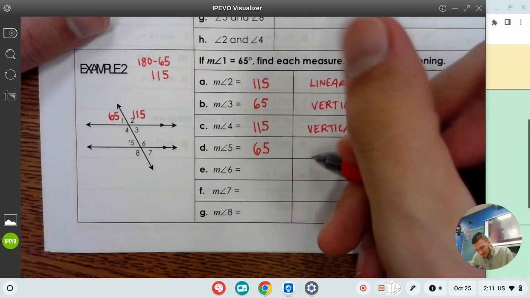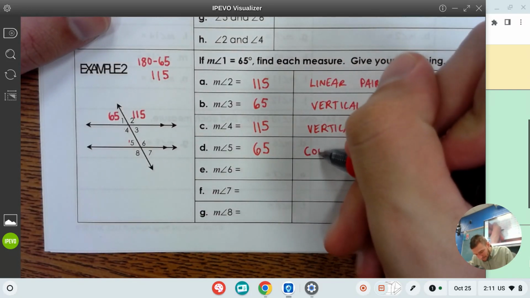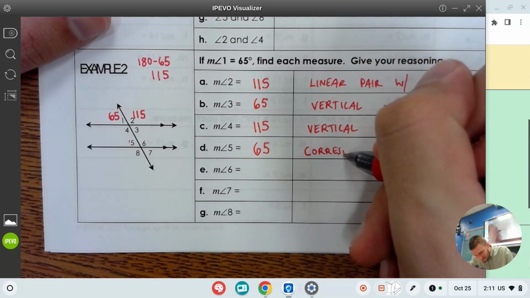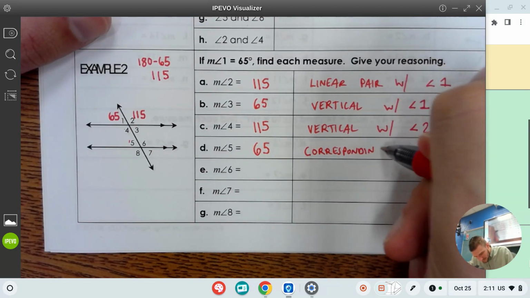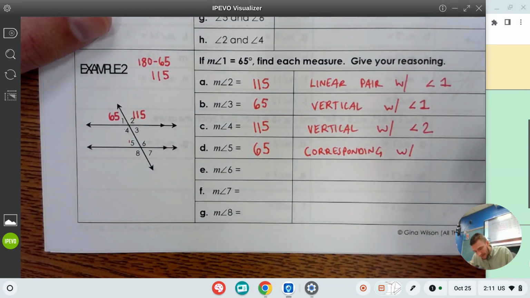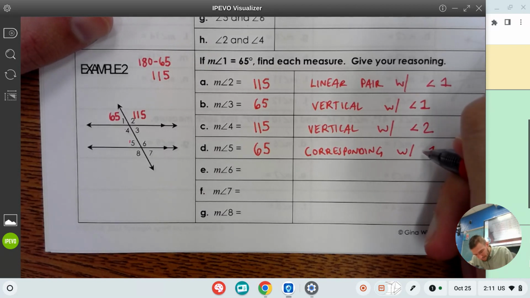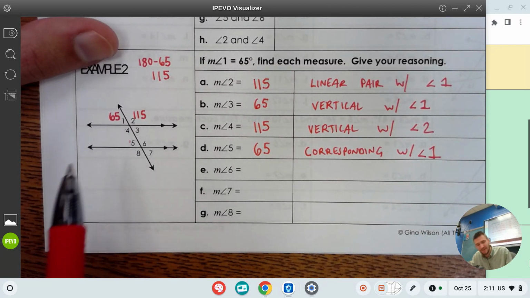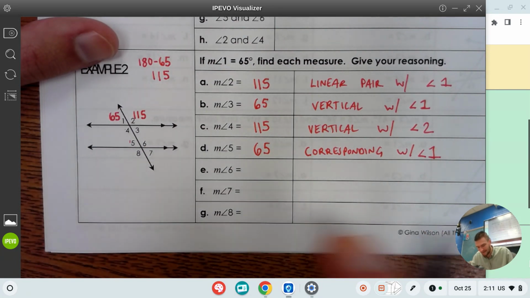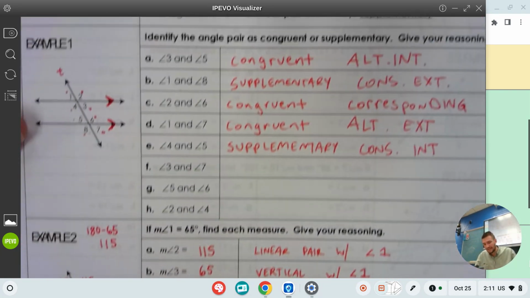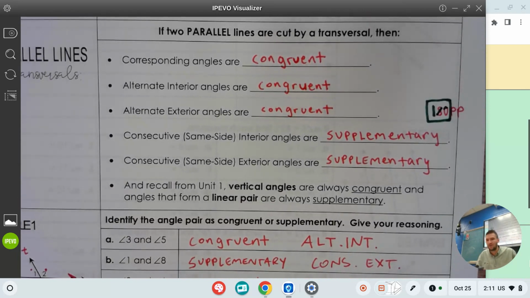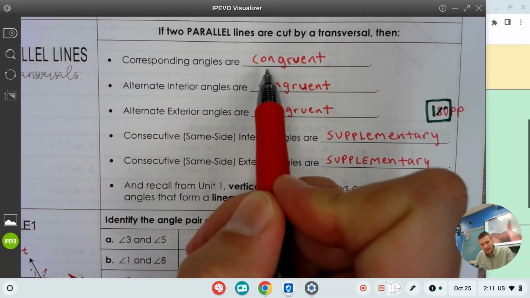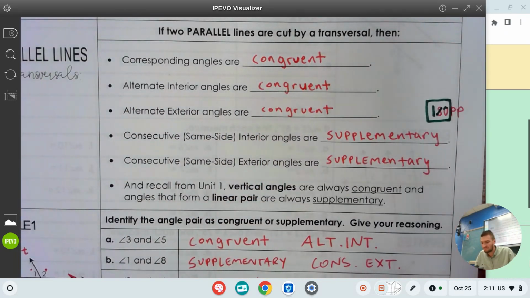I agree with you, okay? That 5 is a corresponding angle with angle 1. That's right, because here's my 1, here's my 5. They're corresponding, top left, top left. And at the top of the page, literally the entire notes was 5 words. It says corresponding, congruent. Cool.